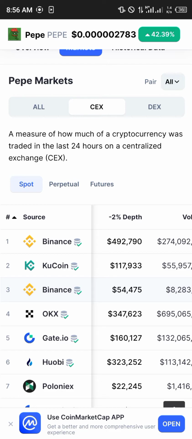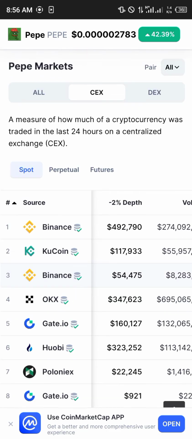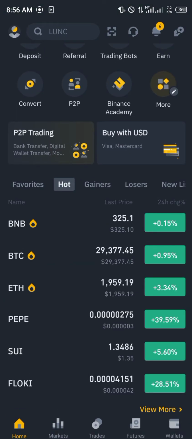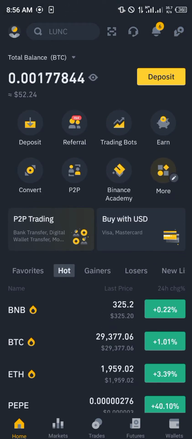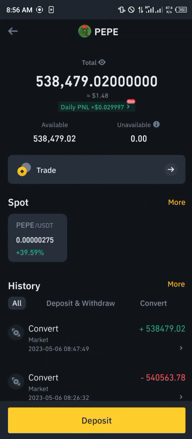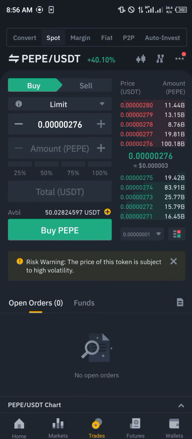So I'm going to be showing you how you can do this. Make sure you have the Binance app. Make sure you have an account there as well. Make sure it's verified. And make sure you do possess some sort of Pepe coin. As you can see here, I possess $1.47 worth of Pepe. So if you were to invest this, we'd simply head over to the spot trading section where I'm going to be either buying or selling my Pepe.